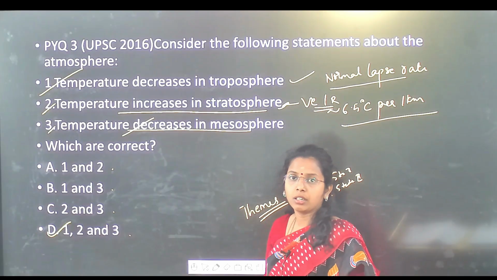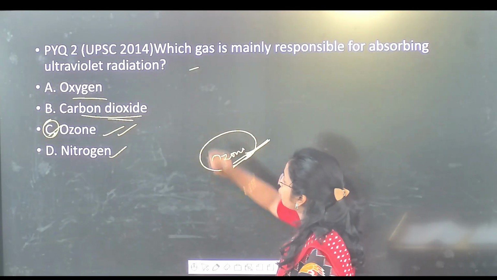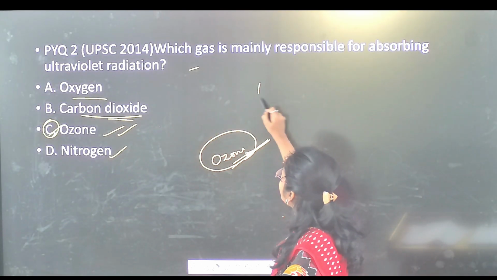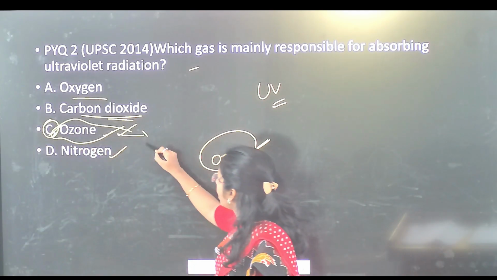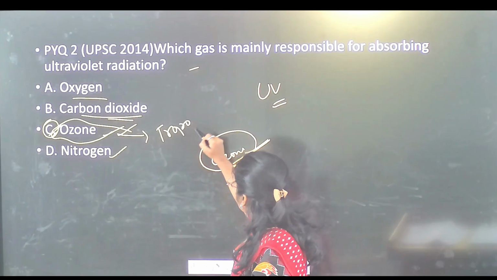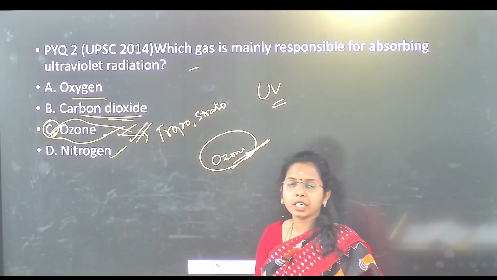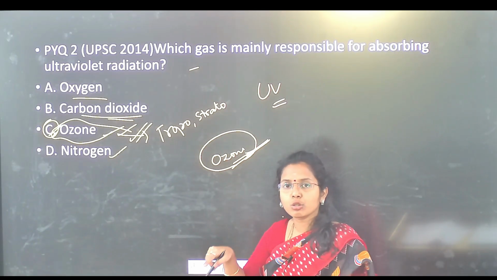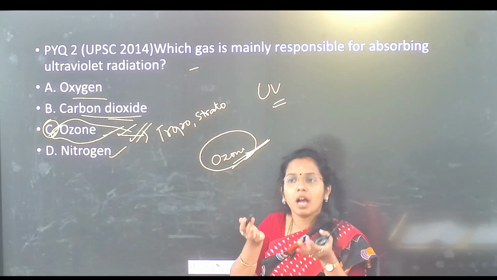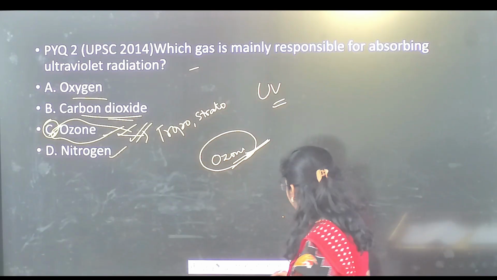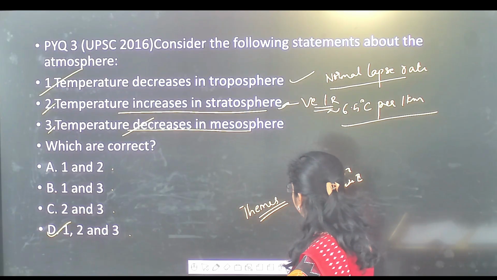UV rays absorption, yes. See, in 2014 they asked about UV radiation, related to ozone. Now they have asked about layers, tropo, strato and meso. Why is ozone or UV radiation related to temperature in the stratosphere? Because of UV radiation absorption, you will see temperature increases as you go up. With altitude, temperature increases. Yes, all three, 1, 2 and 3, are correct.